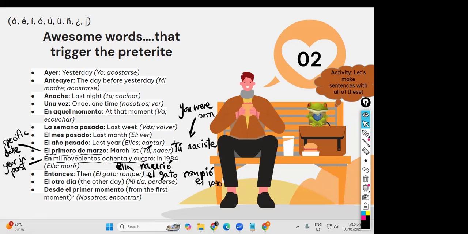All right. Mi tía el otro día, the other day, my aunt got lost. She lost herself. All right. So mi tía se perdió, right? And desde el primer momento, from the first moment we met. Nosotros, you want to say from the first moment we met, we've been friends, right? Encontramos.